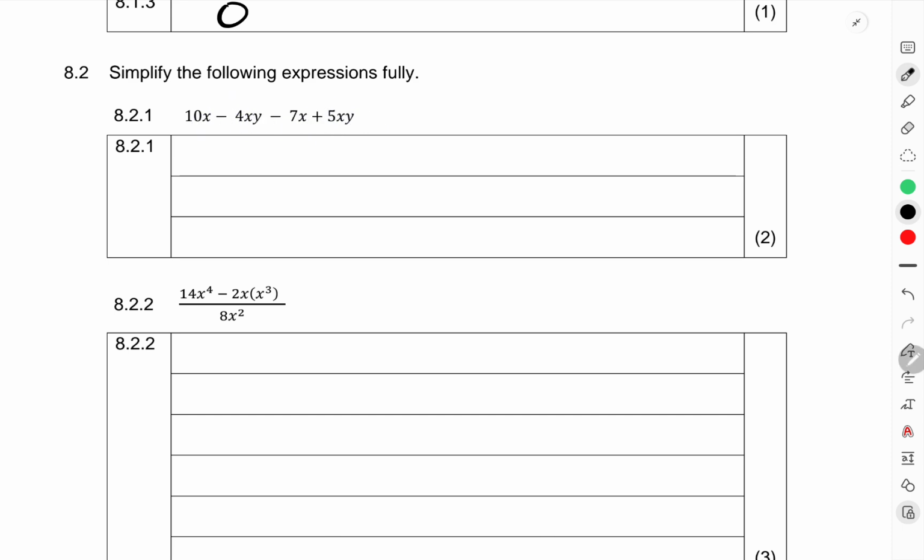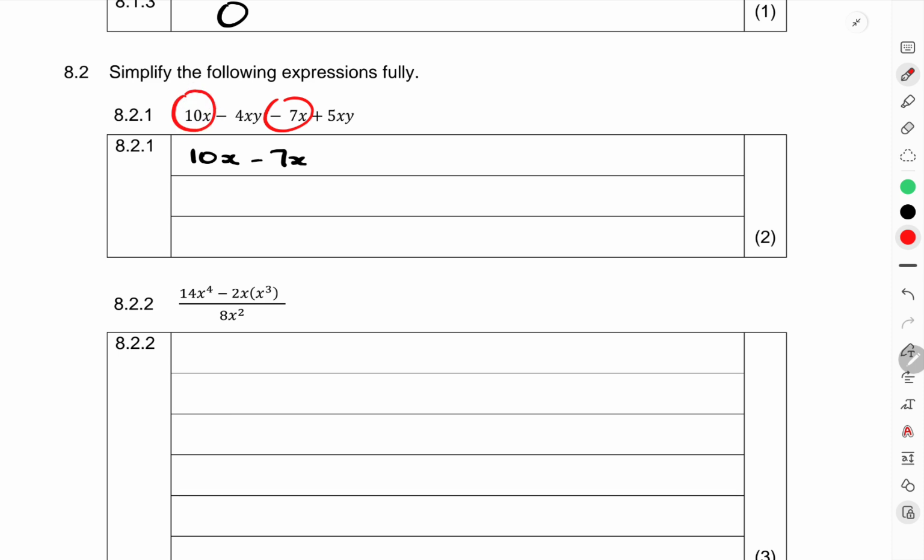Now, we have a right to group our like terms together, terms that have the same variable. I'm going to have 10x minus 7x because these two have the same variable. Then I'll also group negative 4xy and positive 5xy. What is 10x minus 7x? Since they have the same variable, I subtract their coefficients. What is 10 minus 7? It is 3. Therefore, I'm going to have 3x.